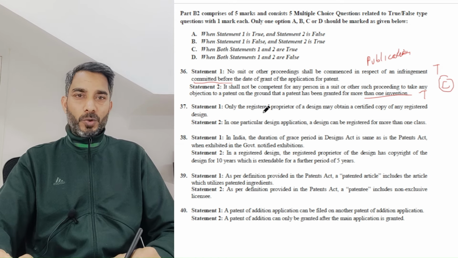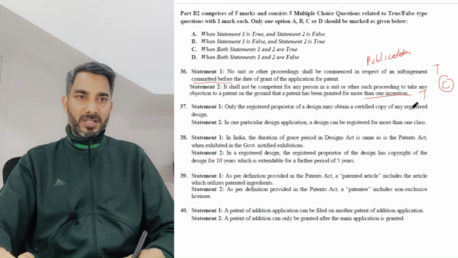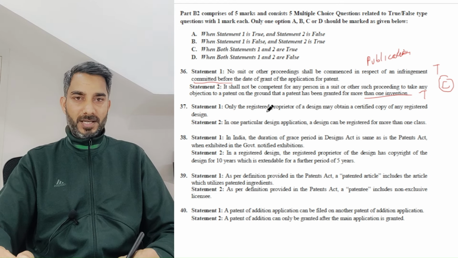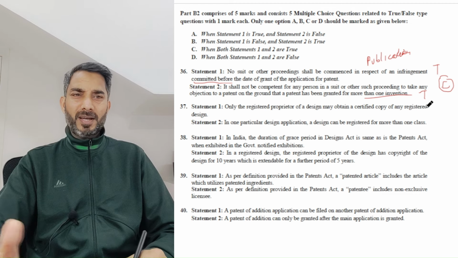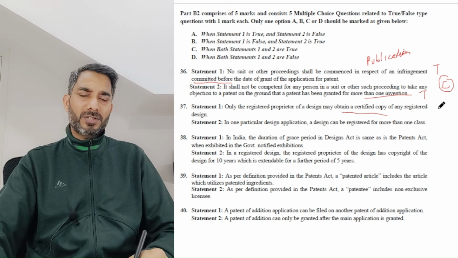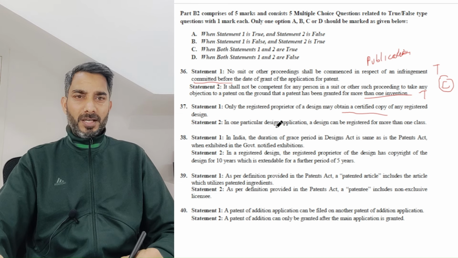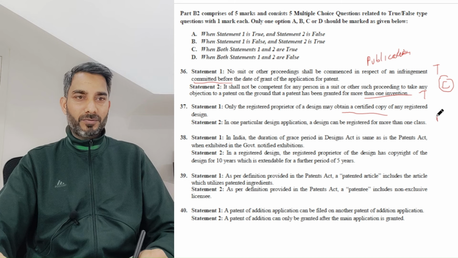37. Only the registered proprietor of a design may obtain a certified copy of any registered design. Well, anybody can ask for it, right? I want to see what kind of design do you have. In one particular design application, a design can be registered for more than one class. False. Both of them are false. So when both of them are false, this is D.